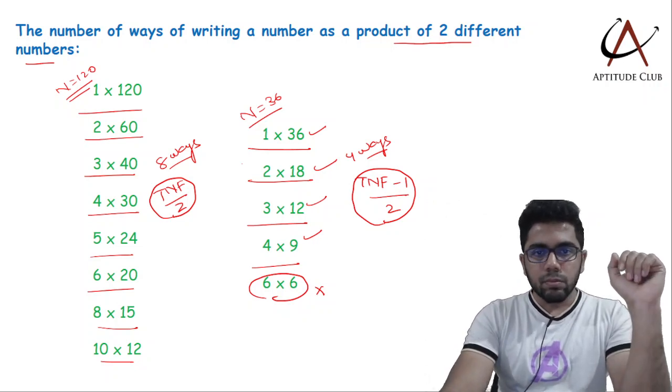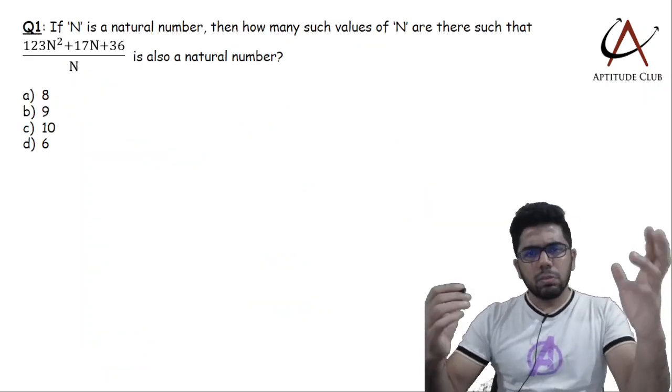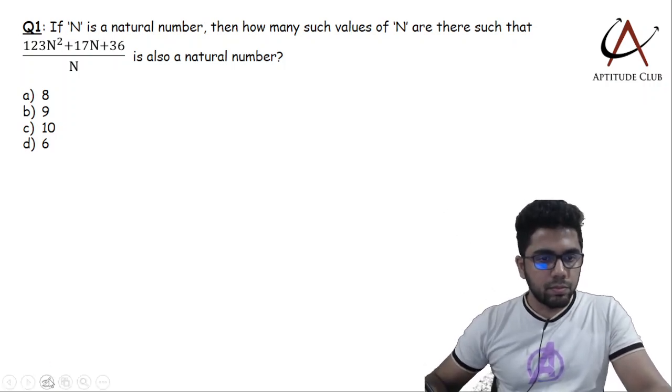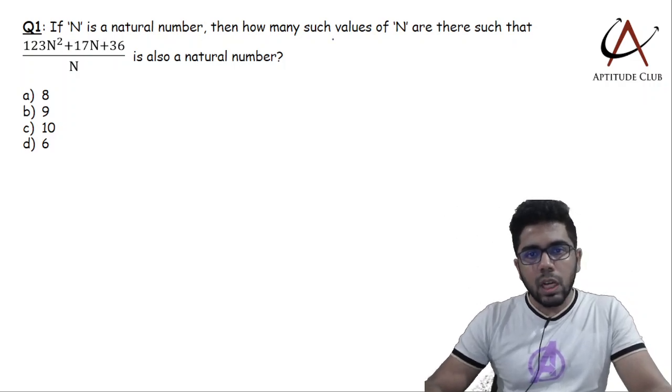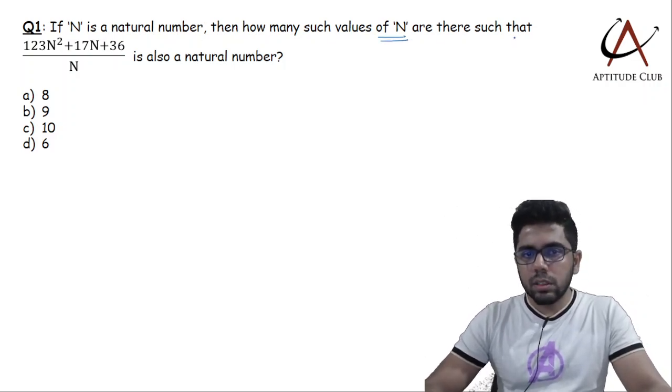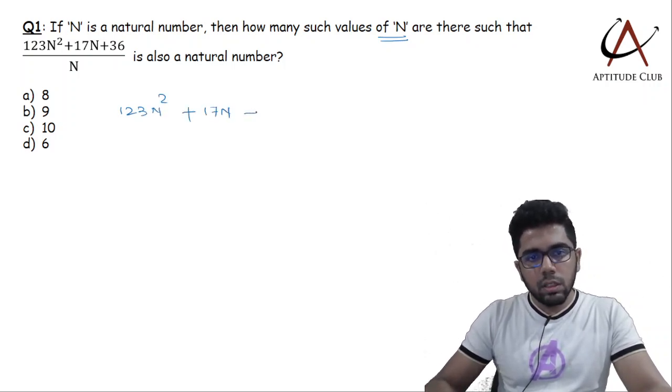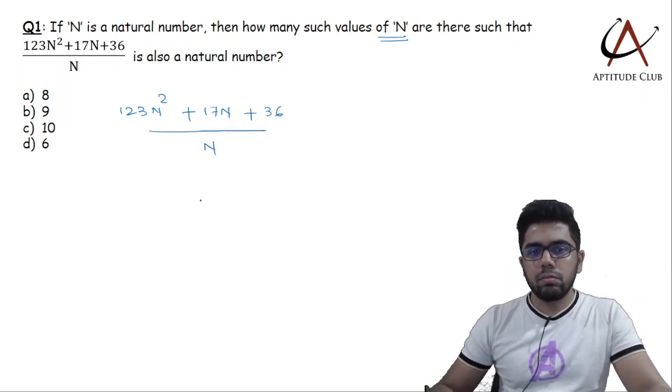Okay, so let us see some questions. First question, here: if n is a natural number, then how many such values of n are there such that 123n square plus 17n plus 36 is divisible by n.